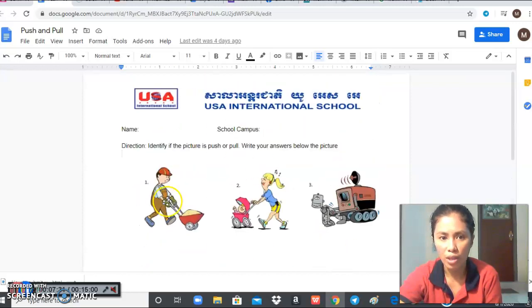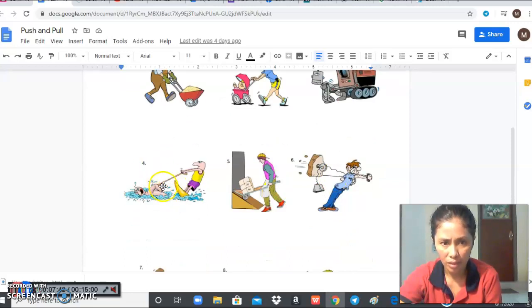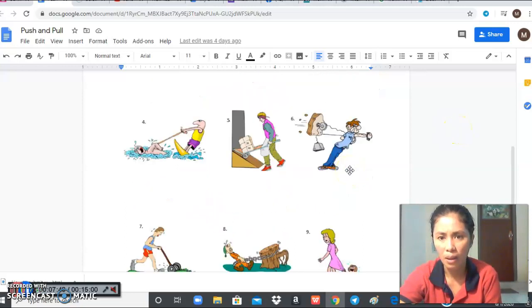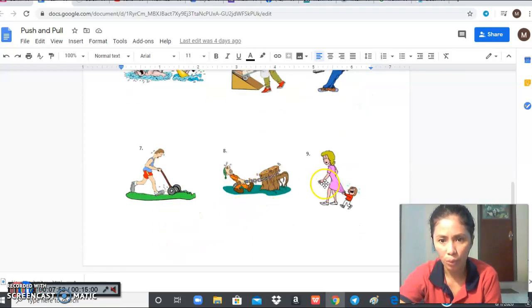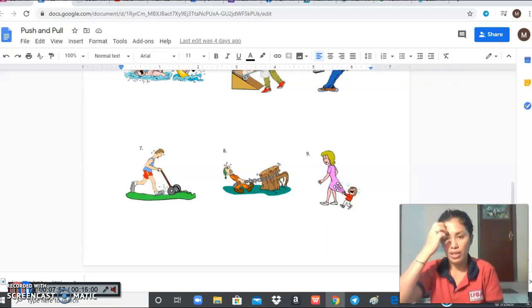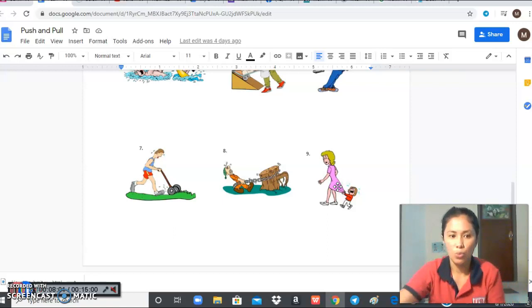Okay, let's review. Number one, push. Number two, push. Number three, pull. This one is pull, push. Six is pull. How about this one? Push, pull, and pull. Right? So again, as you can see, push is going this way, pull is going this way.